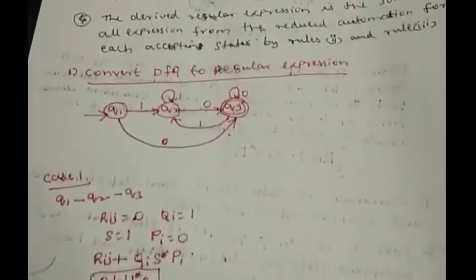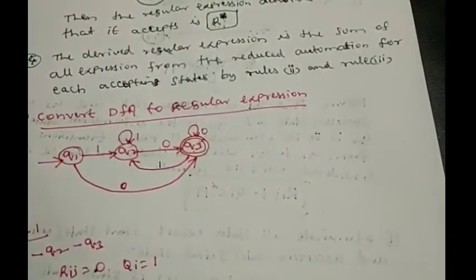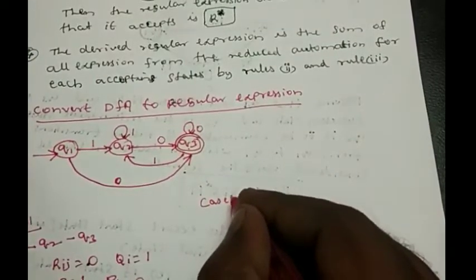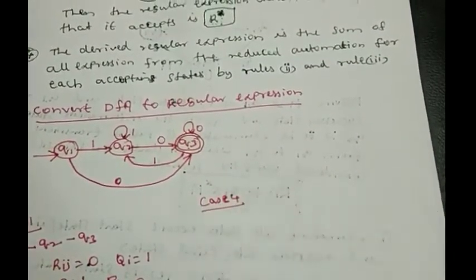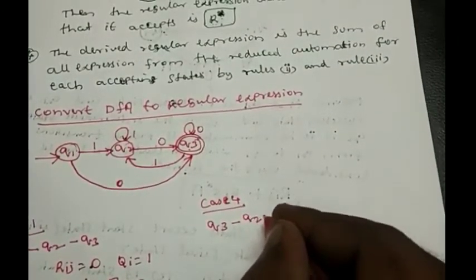Now this has been taken into account. So the three cases I have completed. Now we will go for the fourth case, case 4. So what is case 4 here? I will take Q3 to Q2 and Q3.